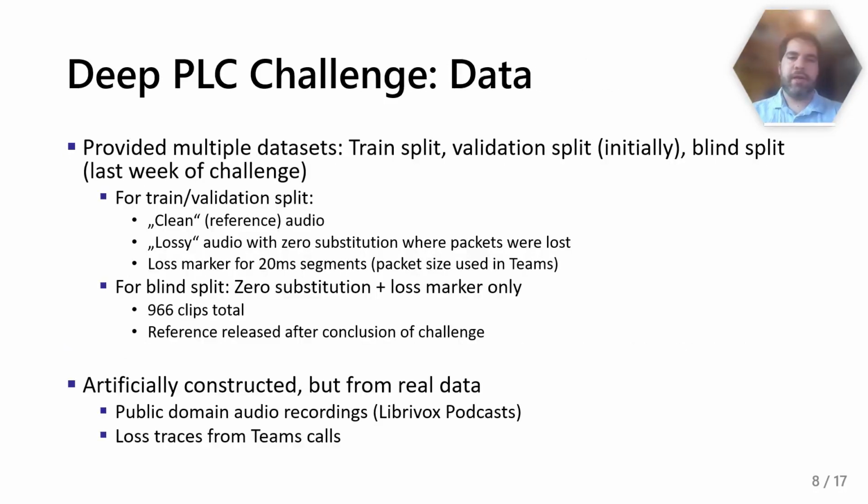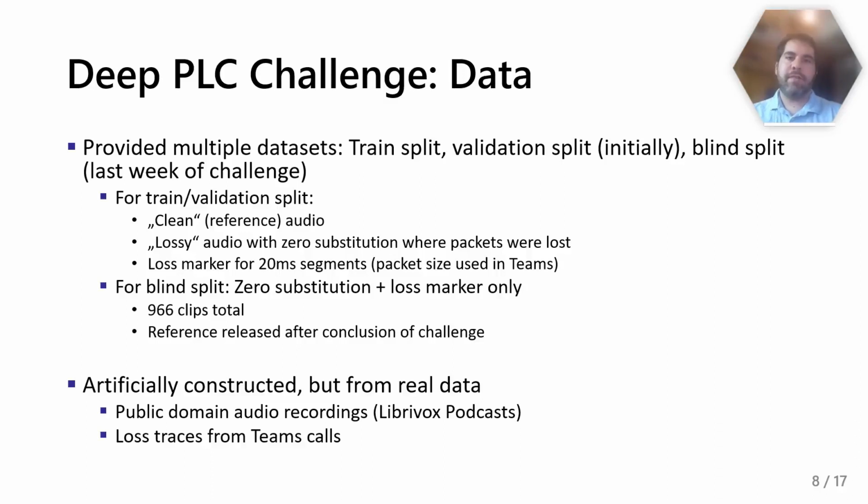For the challenge, we provided multiple data sets. We provided a train and validation split initially, so people could train and evaluate models, and then a blind split in the last week of the challenge to actually rate the challenge. For the train and validation split, we provided clean reference audio, lossy audio with the zero substitution, as you heard earlier in this presentation, and a loss marker that says, okay, for each 20 millisecond segment, was there a packet loss or was there no packet loss? For the blind split, we only provided the zero substitution and the loss marker data.